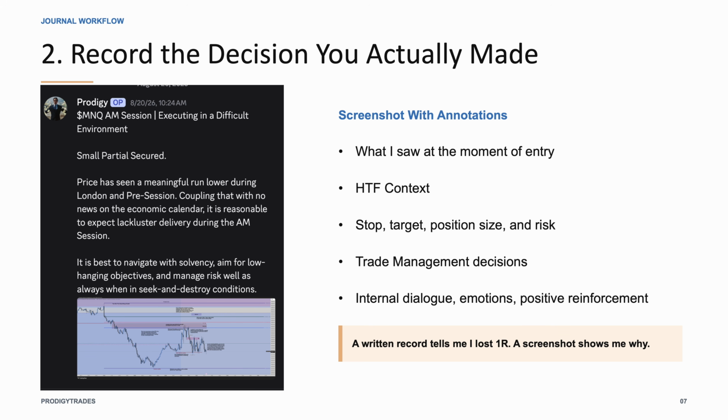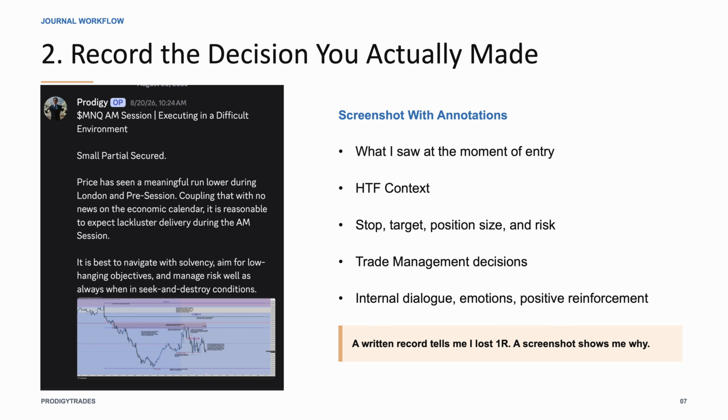When I am executing, I want to preserve what I saw: the higher time frame context, the liquidity event, what PD arrays are present, what I was looking at, the confirmation, the entry, the invalidation, what targets I was looking for, where I took partials, and how I managed my stop loss and position overall. I'm able to record and document all of my management decisions for the setup or trade. Additionally, I can write down any internal dialogue that is relevant.